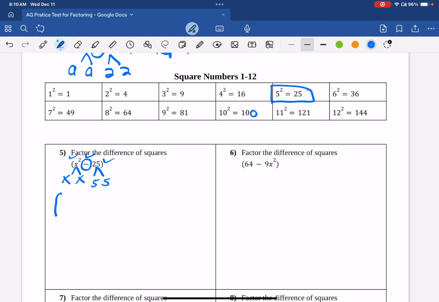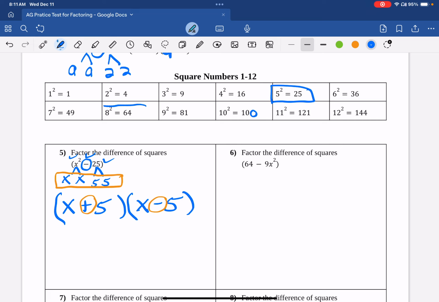The only thing left is to set up our two sets of parentheses. We write x plus 5 in one of them and x minus 5 in the other. So you can see that we have used all of our factors here. They're all in the parentheses, and one of them has a plus sign, the other has a minus sign. It's pretty simple once you can recognize the pattern and how to write your answers. Let's look at number 6.